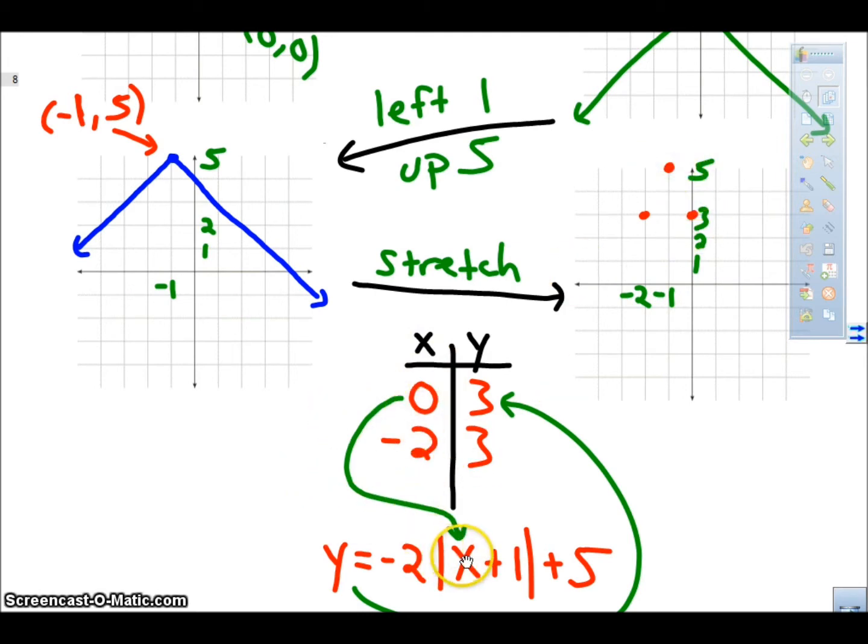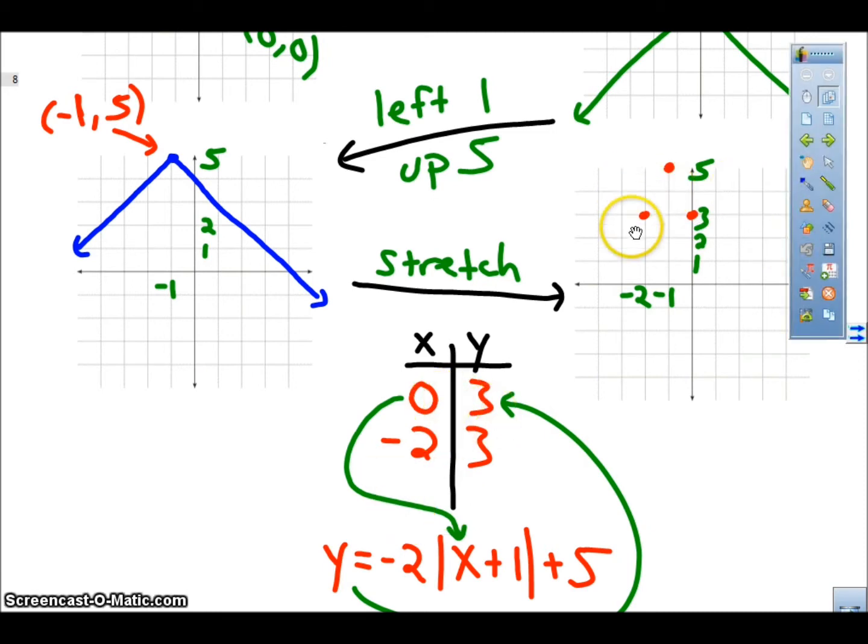You plug in 0 for x. And let's go through this verbally. I didn't write it down, but we can walk through this. If you plug in 0 here for x, the first thing you do is you add 1 to that. 0 plus 1 is 1. The absolute value of 1 is 1. 1 times negative 2 is negative 2. And then negative 2 plus 5 gives me 3. So I get y is equal to 3. And so I plot that point here, 0 comma 3.